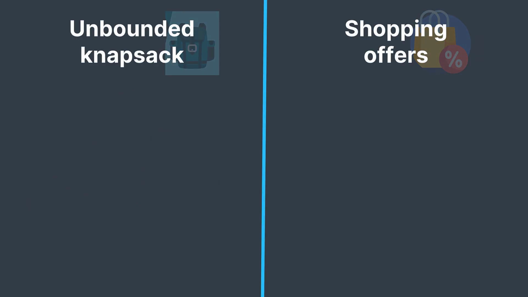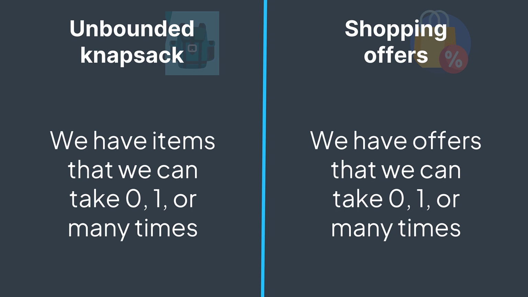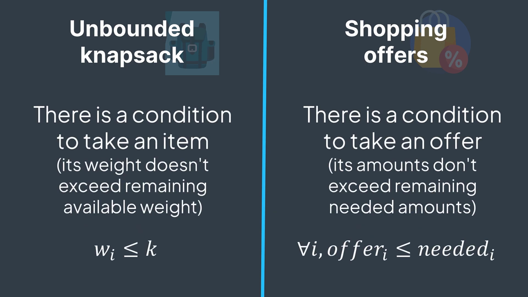In unbounded knapsack, we have items that we can take 0, 1, or multiple times. In this problem, same thing but with offers. In unbounded knapsack, there is a condition to take an item, that its weight doesn't exceed remaining available weight. In this problem also, there is a condition to take an offer, that its amounts don't exceed remaining needed amounts. It doesn't make us buy more items than what we need.